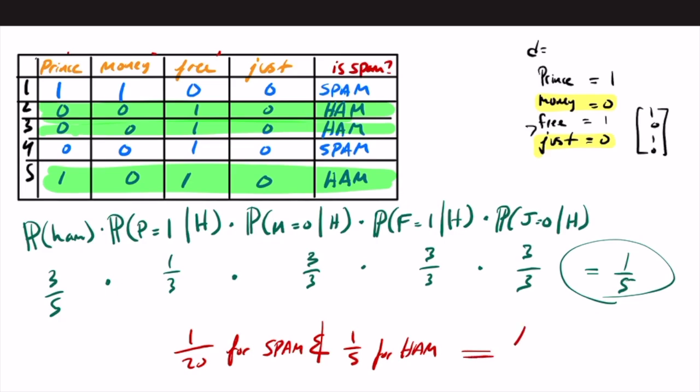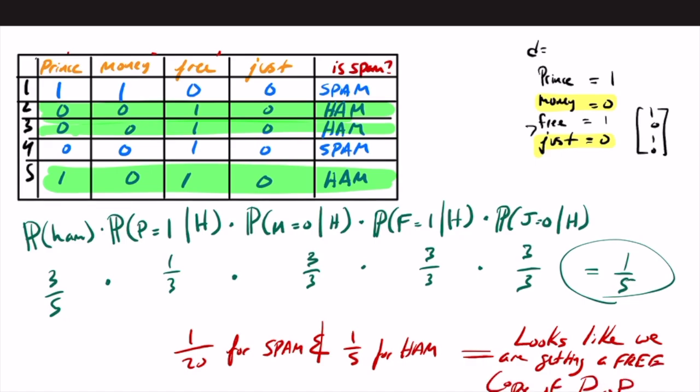So it looks like we are getting a free copy of Prince of Persia because we're voting for ham. It is not spam. So, very good.